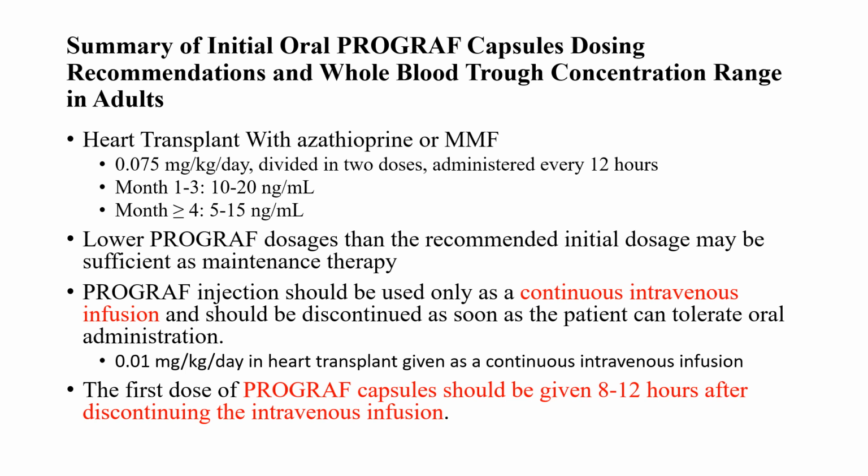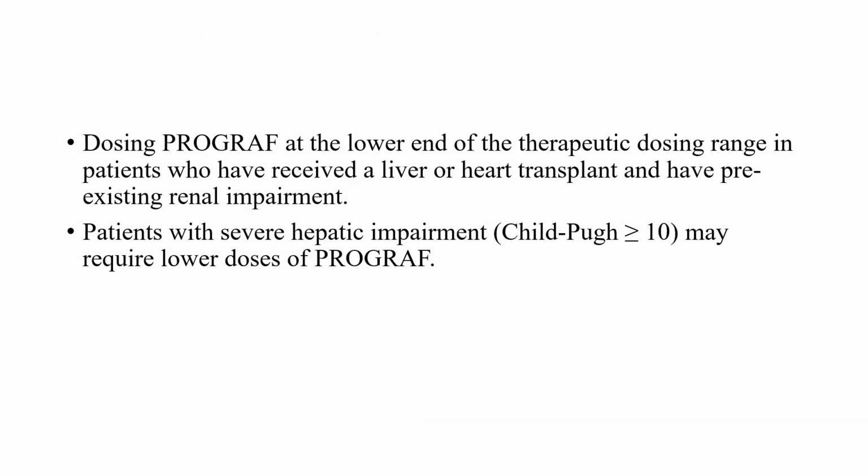But after that maintenance therapy, we go for lower dosages. And if you are giving IV infusion, it should be given only as a continuous infusion, and it should be stopped as soon as the patient starts tolerating oral. If we are giving intravenous infusion, the dose is 0.01 mg per kg per day as continuous infusion. And if you are converting from infusion to an oral dose, at least an 8 to 12 hour gap should be present between the IV infusion and the oral dosing.